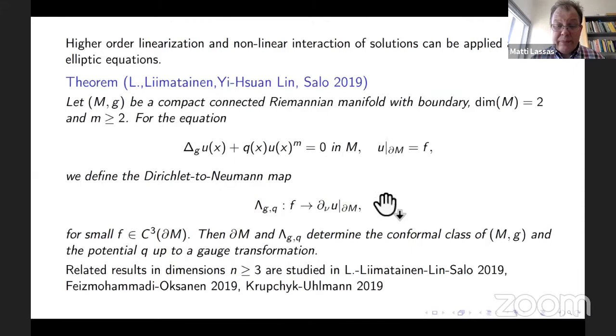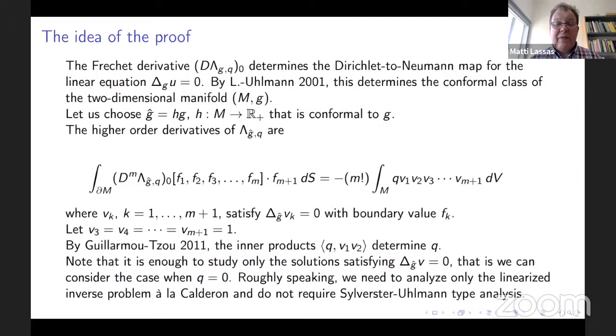So let us first consider the first Fréchet derivative of the Dirichlet-to-Neumann mapping at zero. So this actually gives the Dirichlet-to-Neumann map for the linear equation. Then by using our results with Uhlmann from 2001, this is the result where we can reconstruct the two-dimensional manifold from boundary data and the conformal class of the metric. Then we choose some representative from this conformal class. So we just choose some metric ĝ, that is the original metric g, that is a matrix valued tensor, that is multiplied by a scalar function h.